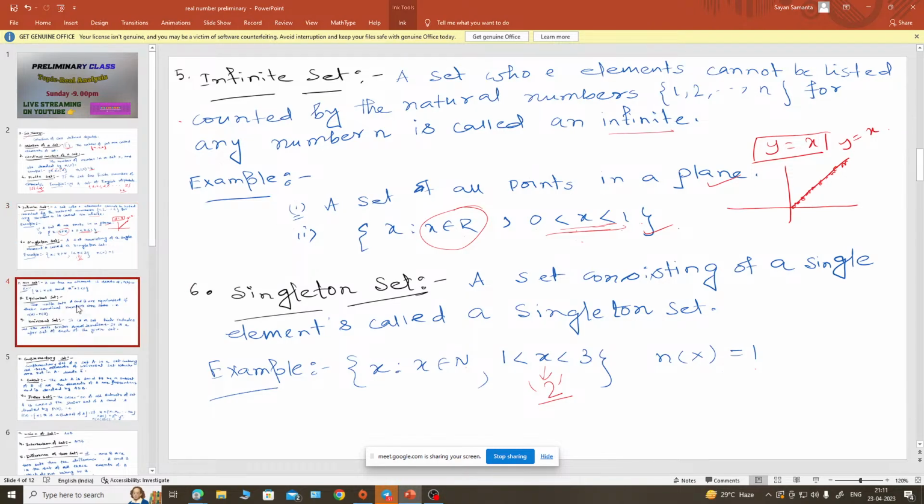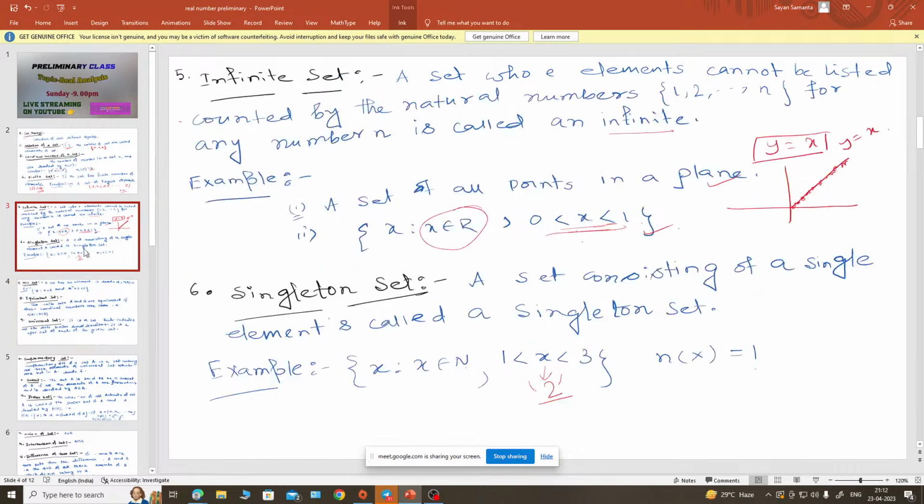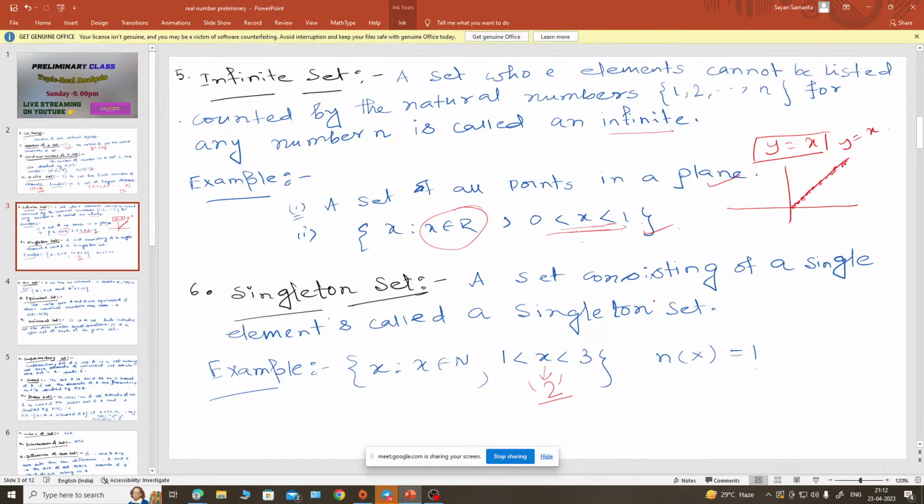Now go to the third page. Singleton set. A set consisting of a single element is called a singleton set. Consisting of a single element. Now see a counterexample.